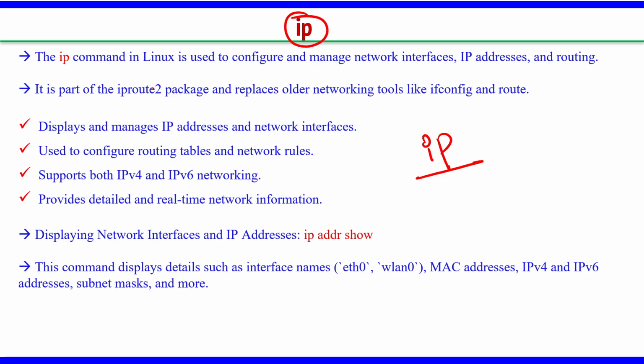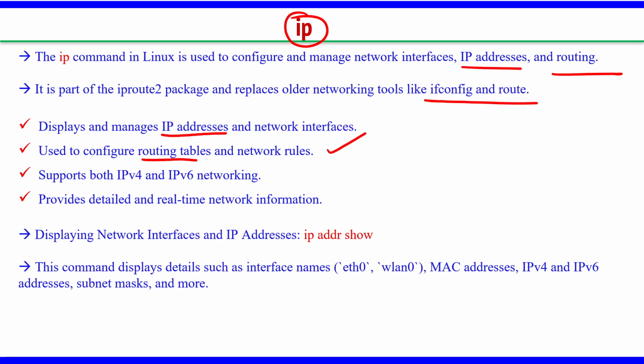The ip command in Linux is used to configure and manage network interfaces, IP addressing and routing. It is a replacement of older networking tools like ifconfig and route. So in the latest version of Ubuntu, you have to use only ip. What does it do? It helps us display IP addresses and manage them. It also helps us configure routing tables and network rules. The ip command supports both IPv4 and IPv6 networking.